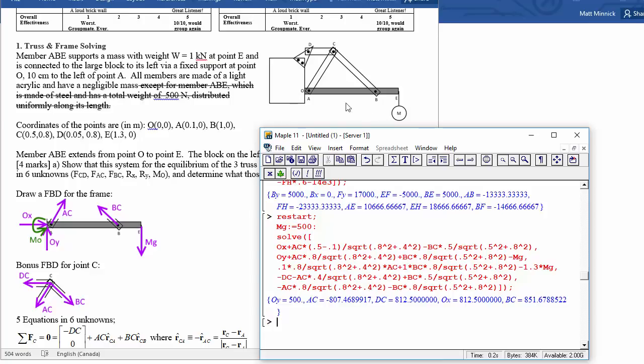So let's see, we've got the whole thing is in equilibrium, so about 0.0, ignoring the moment in this new configuration, we'd expect that the distance over to E, 1.3 times mg, should be equal to the distance up to D times DC.